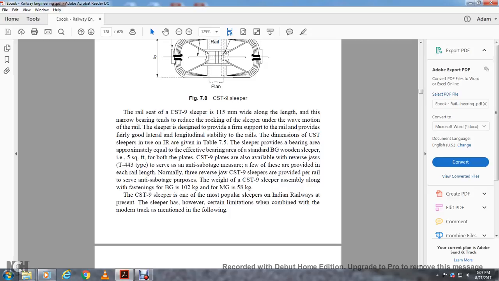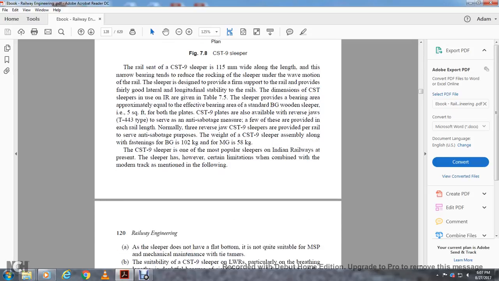The CST9 sleeper is one of the most popular sleepers in Indian Railways at present. The sleeper has, however, certain limitations when used on mono-block track, as mentioned in the following.